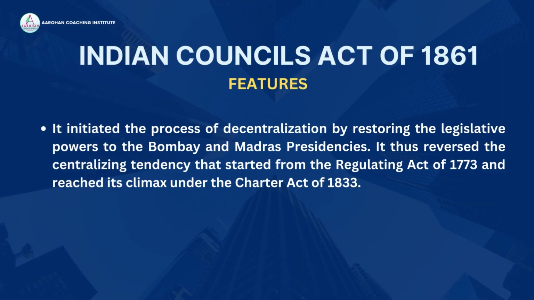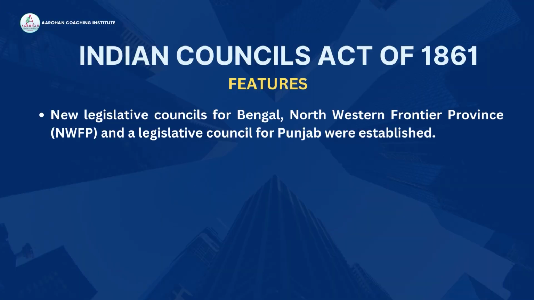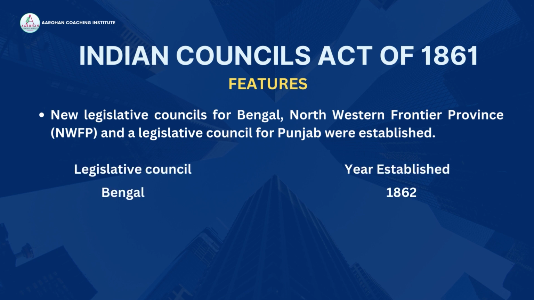It initiated the process of decentralization by restoring the legislative powers to the Bombay and Madras presidencies. It thus reversed the centralizing tendency that started from the Regulating Act of 1773 and reached its climax under the Charter Act of 1833. Under this act, new legislative councils for Bengal, Northwestern Frontier Province, and a Legislative Council for Punjab were established. The Legislative Council for Bengal was established in 1862. The Legislative Council for NWFP was established in 1866, and the Legislative Council for Punjab was established in 1897.